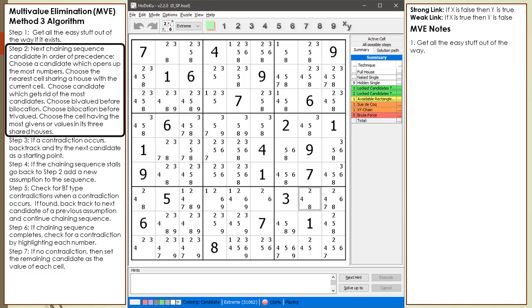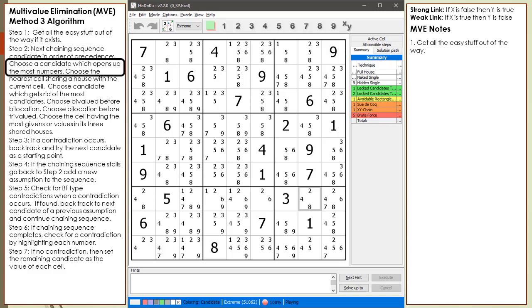There's a precedence and order to our considerations in choosing the next assumption candidate. First, choosing a candidate which will cause other cells to have only one candidate is the highest priority. The more candidate level values we have, the faster a contradiction will show up, or our chaining sequence completing without contradictions.